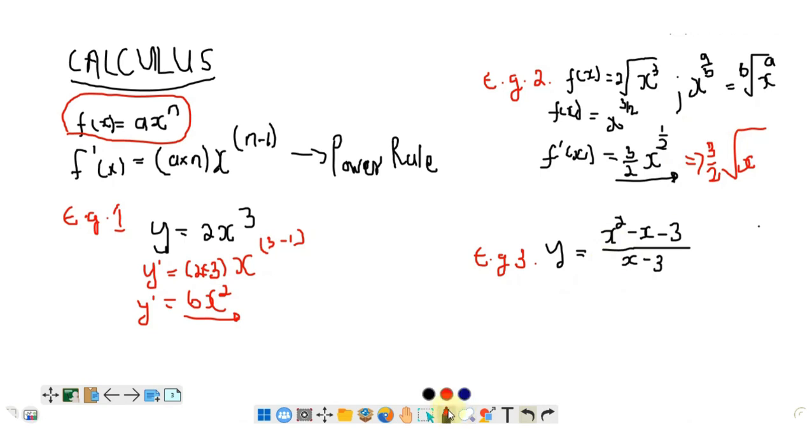Let's go to this example. With this example, you see that the numerator is quadratic and the denominator is linear. It's the equation of a straight line, and that one is the equation of a parabola. So when you have something like this, what you have to do is try to factorize the top part and then see where it leads you. So we're going to say y is equals to, okay, then I'm going to factorize the top part.